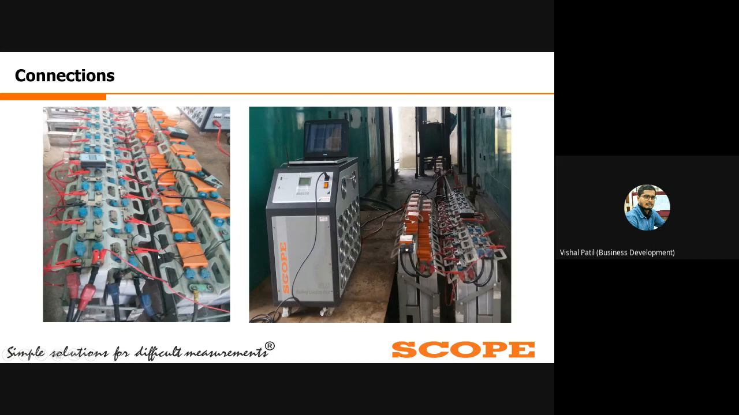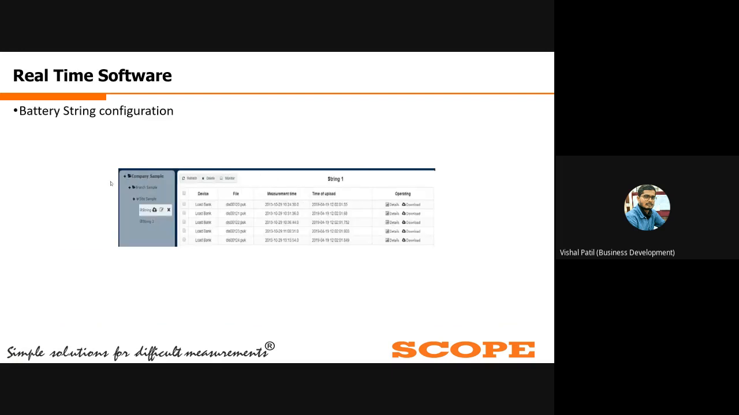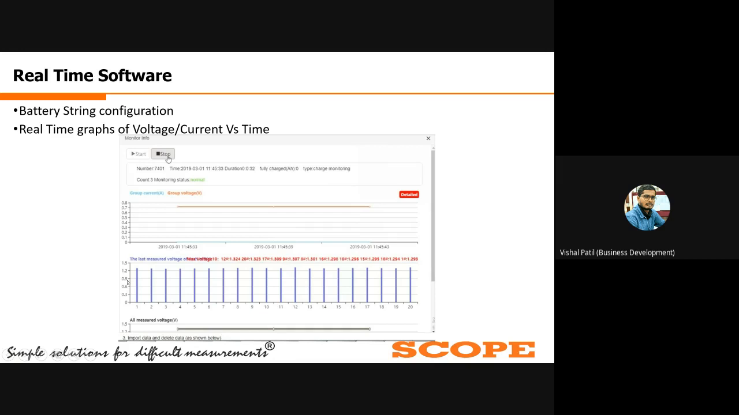Here we have shown the example of a 48-volt battery bank in which a total of 24 cells were there, and we have connected 2 cell mons because a single cell mon can monitor 12 cells. Then in the real-time software, you can see there are different results you can take. You can plot real-time graphs of the voltage and current with respect to time, and you can monitor in real time in the software.